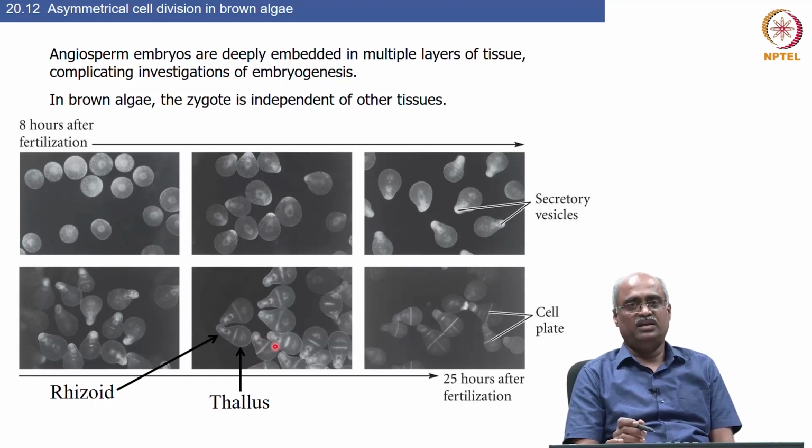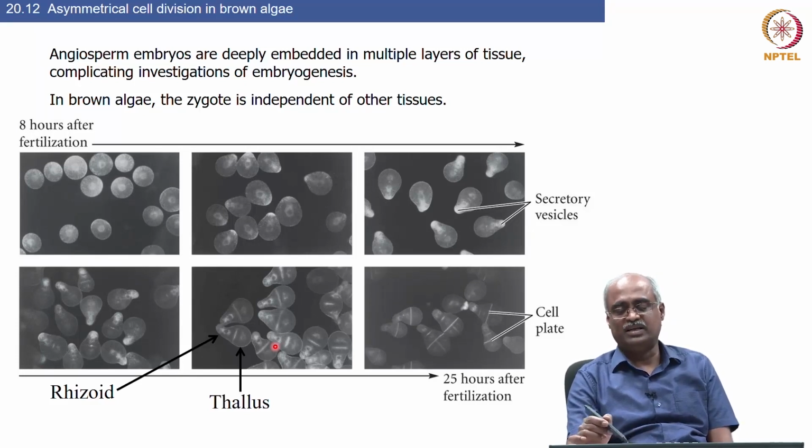So in summary, the sperm entry site marks the place where the rhizoid is going to form, and then you have an asymmetric movement of the secretory vesicles towards the rhizoid, and there they deposit the specific cell wall components that distinguish the root from the shoot.